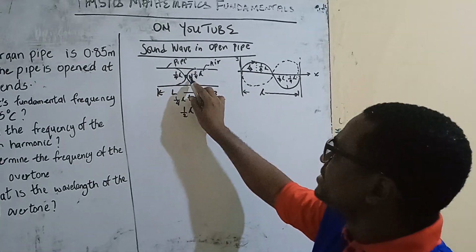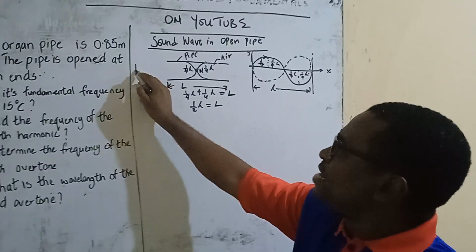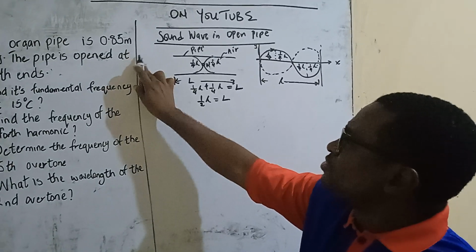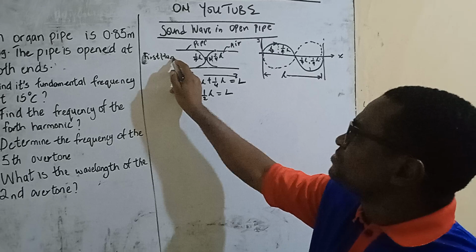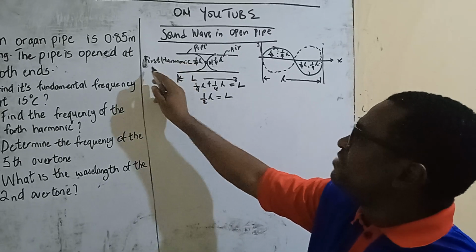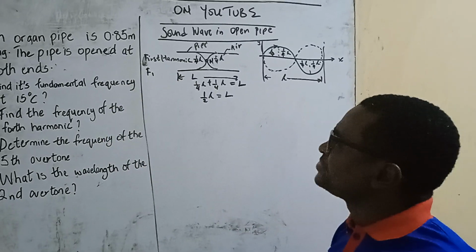What we have here is a node. So we have one. This is called first harmonic. First harmonic. We normally represent it with this frequency F1.